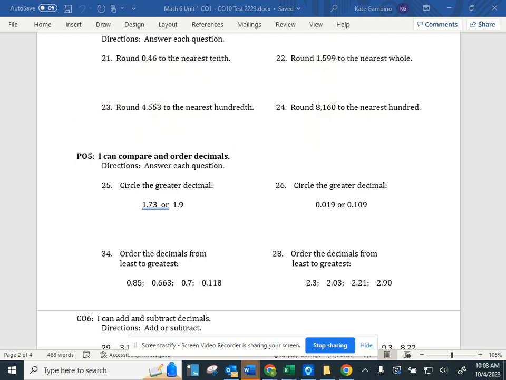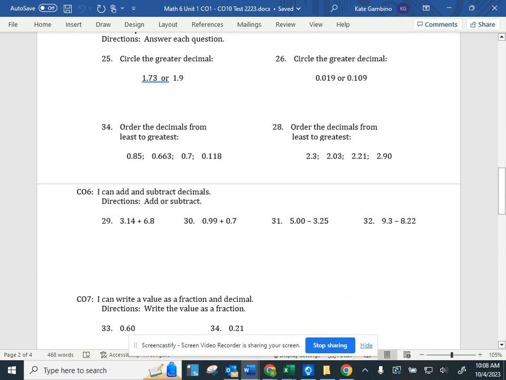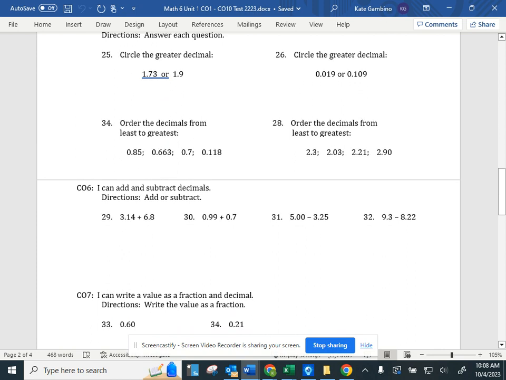All right, next objective. Circle the greater decimal. Remember, we can stack these decimals, 1.73, 1.9. Ones places are the same. I look at my tenths place, the 9 is bigger than 7, so that is my greater number. 0.019, 0.109. We've got zeros in the ones place. The 1 is bigger in that tenths place.